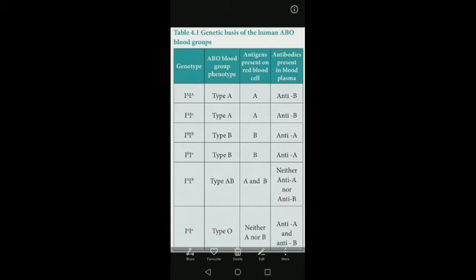And the next one is IO. Can you all see IO? I means, as I told you, isoagglutinogen. In the IO allele, no terminal transferase enzyme is produced. That is why it is called a null allele: no transferase enzyme has been produced, and because of that they call it a null allele.